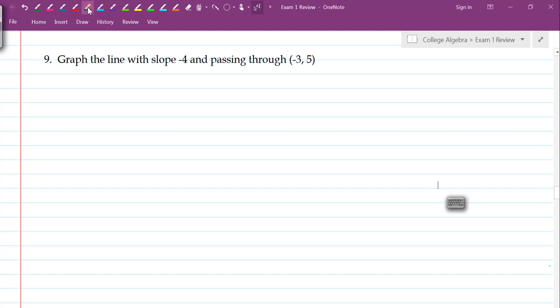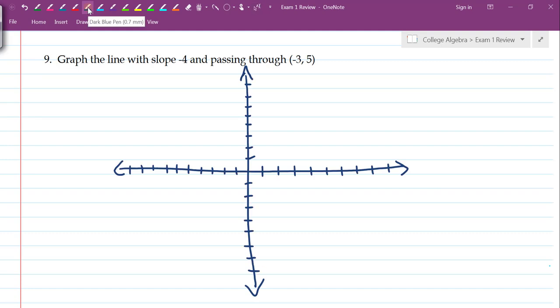So I'll pause the video real quick while I draw my Cartesian coordinate system. I forgot to do that again before I hit record. I'll be back in a moment. Okay, so there's my graph.